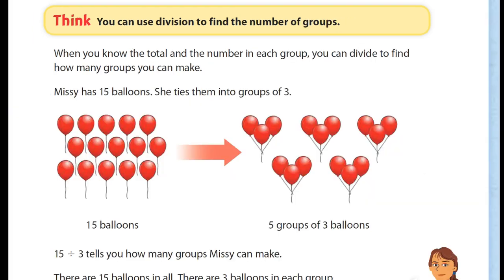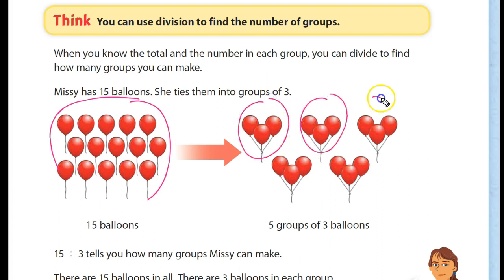It says you can use division to find the number of groups. When you know the total, here's my total right here, and it says she ties them into groups of 3. So I need to make groups of 3. Here's one group. Here's another group of 3. Here's another group of 3. Here's another group of 3. Here's another group of 3. And then I just count how many groups I have, right? In this case, there are 5 groups of 3 balloons.